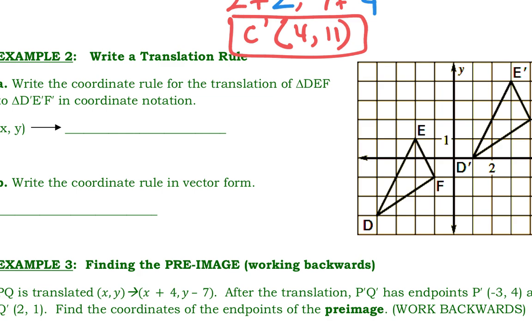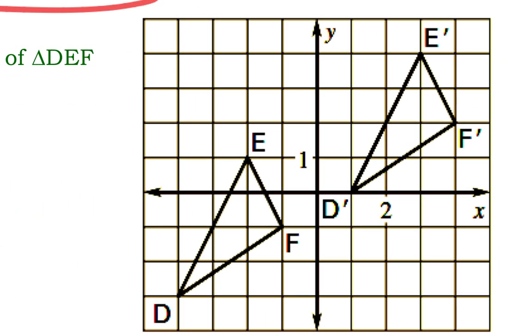Now it says, write the coordinate rule for the translation of DEF to DEF prime in coordinate notation. So first thing y'all need to do is go through and say, okay, which one's the new one? Is it the one on the left or the one on the right? The one on the right, because it has the prime notation. So this was your new. This one was the original. All right, you can pick any point. Pick any point y'all want. Do y'all want D, E, or F?